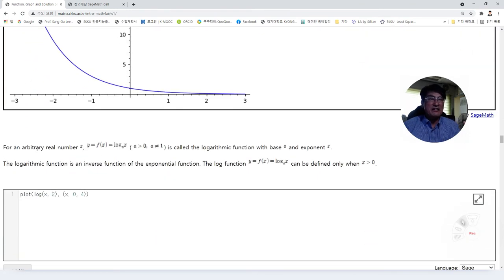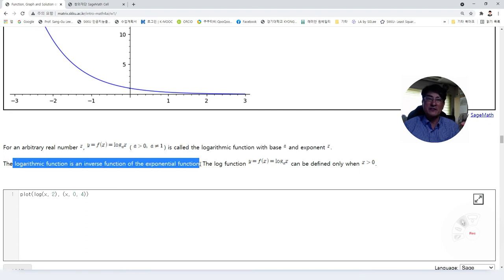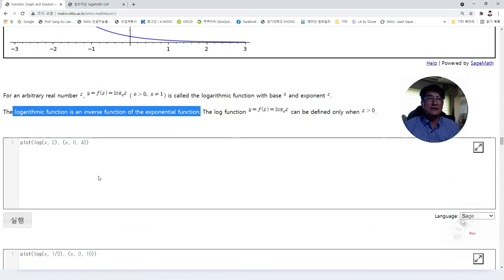For an arbitrary real number x, y equals log a of x, where a is bigger than 0 and a is not 1, is called the logarithmic function with base a and exponent x. This logarithmic function is an inverse function of the exponential function. We can easily see it. You will see the graph of it.